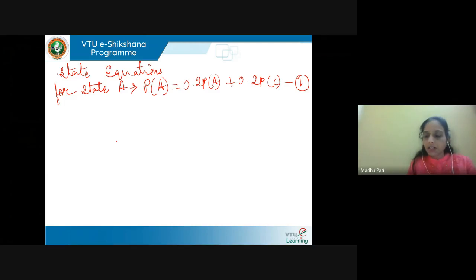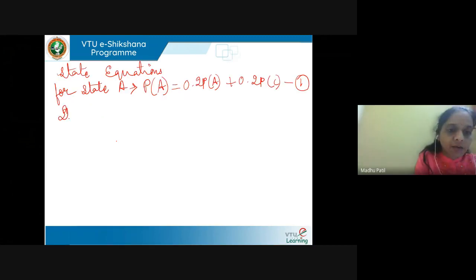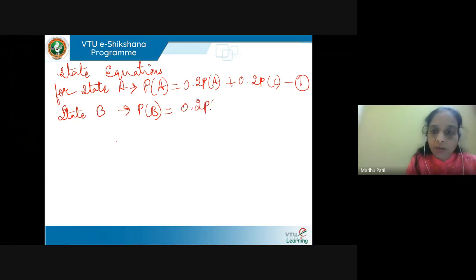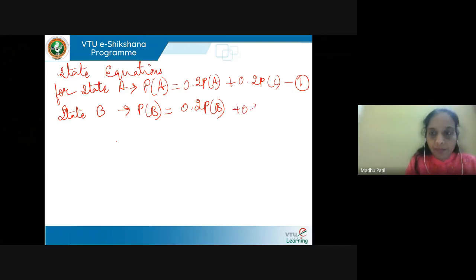So how will I write a state equation for state A? Which is inward arrow to A. So inward arrow to A is A in its own state with probability 0.2 and C going to state A with probability 0.2. So arrows pointing towards A state are taken. Next, for state B, P of B equal to 0.2 P of B. We can see 0.2 P of B, plus inward arrow towards B, 0.3 P of C. Call this equation 2.